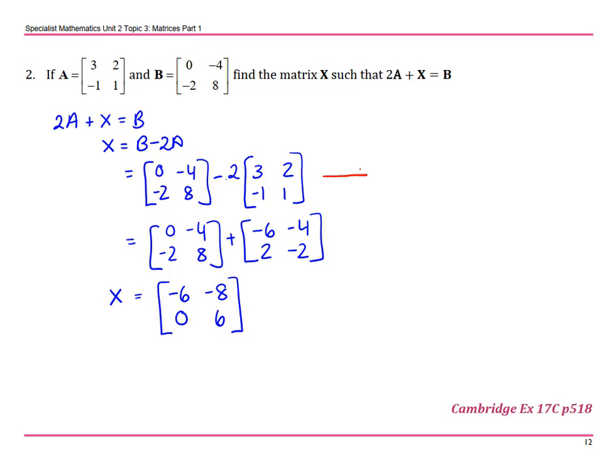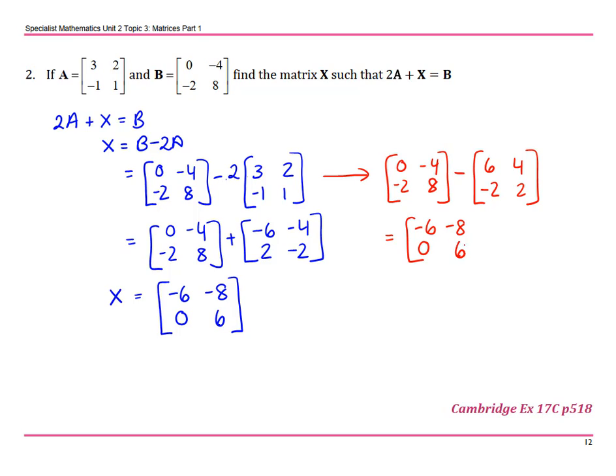Again, if you had done it the other way and did 0, -4, -2, 8, and went minus there and multiplied everything by 2 instead of -2, you would have had 6, 4, -2, 2, and then you would have done that subtraction. So 0 take 6 is -6, -4 take 4 is -8, -2 take -2 is plus 2, 8 take 2 is 6. So you get that same answer, so it doesn't matter.